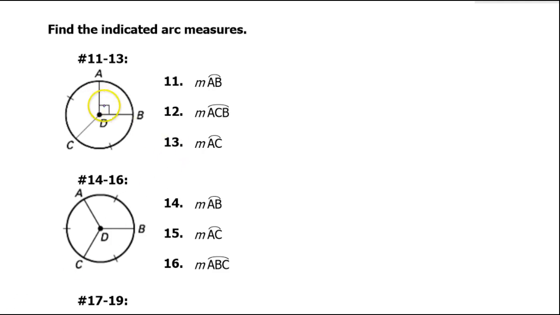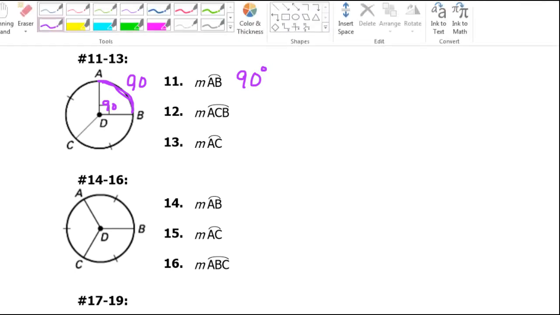All right, let's keep it going with a new picture. We're supposed to find the measure of arc AB. So here's arc AB right here. And, well, see the little box there? That tells you that this angle is 90 degrees. And that's a central angle, so that means the arc is also 90 degrees. So this is going to be 90 degrees.